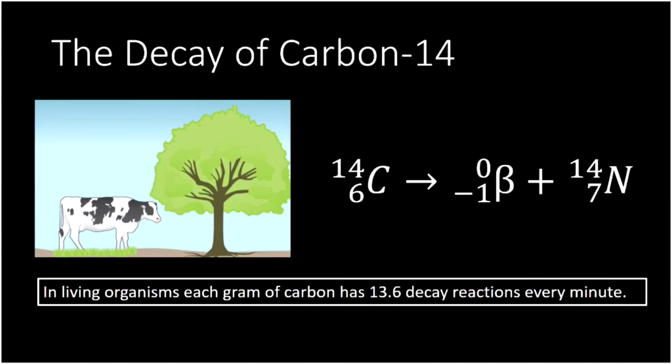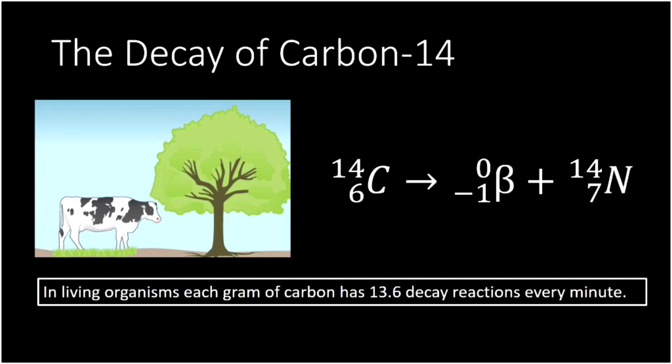So here's how that carbon-14 decays. It undergoes beta decay. This is actually a beta decay reaction we looked at in our beta decay video. Here's carbon-14. There's our beta particle. When that beta particle comes out, we get back our nitrogen-14. And this decay process is happening all the time in your own body and in that cow's body and in that tree's organic material, always undergoing these decay reactions.